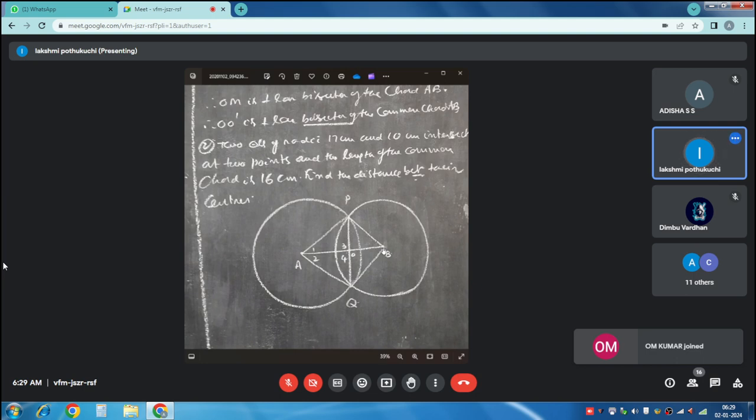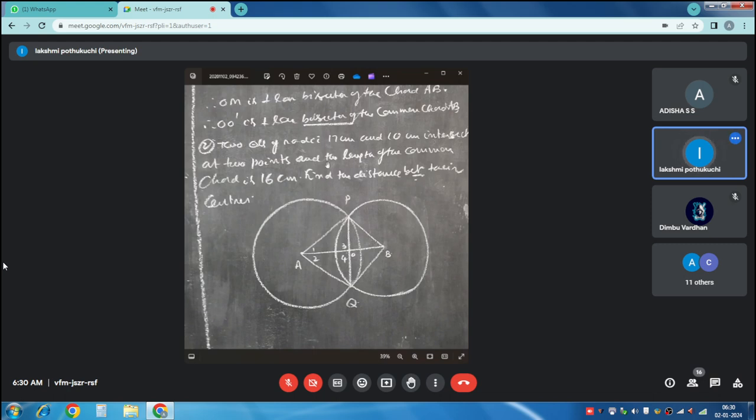Once again, children, two circles are intersecting at two distinct points P and Q. A and B are the centers of both the circles, and the line segment joining the centers and the common chord PQ are intersecting at the point O. Find the distance between their centers. AB is equal to how much, children?